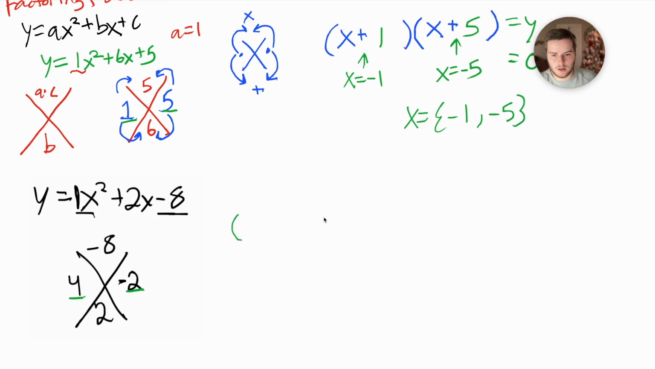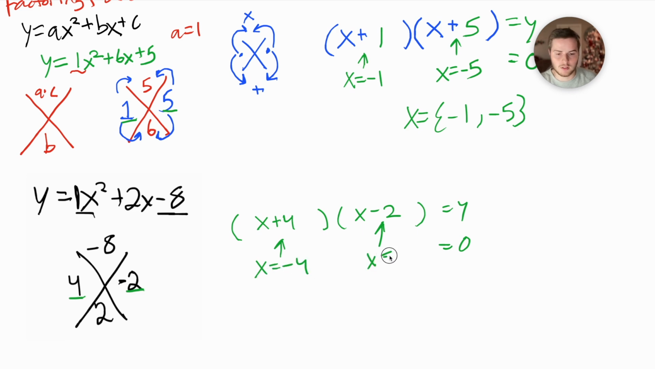We can draw these two out in parentheses, saying x plus 4 times x minus 2. And that's the same thing as the original equation over here. We'll multiply it throughout. And we know from here that to solve each of these, we set them equal to y, which is equal to 0. So each of these parts need to be 0 when plugging in an x value. This first one's going to be x equals negative 4. And this next one, it's going to be x equals 2. So x equals negative 4 and x equals 2.